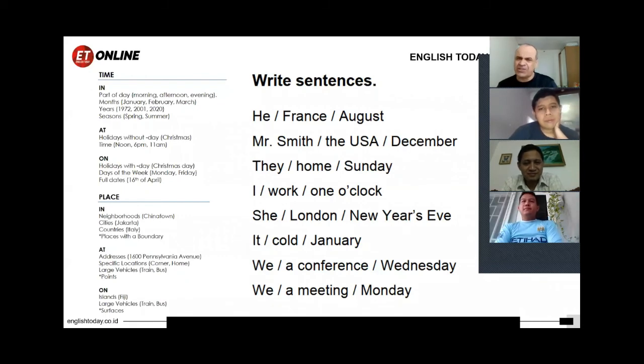So this one's kind of strange. He was in France. Preposition of place. He's inside France, inside the country. When? In August. In this month. In this country, in this month.